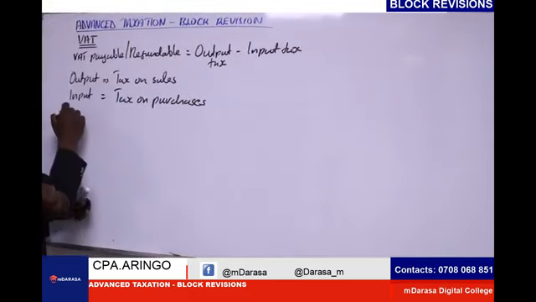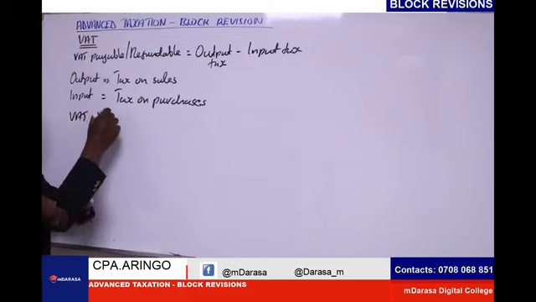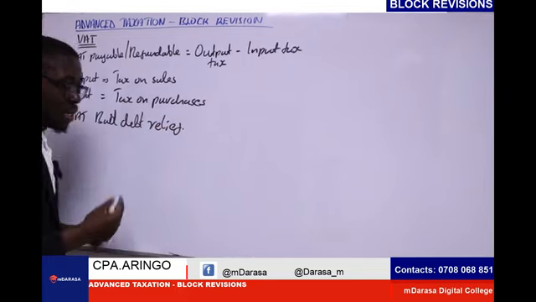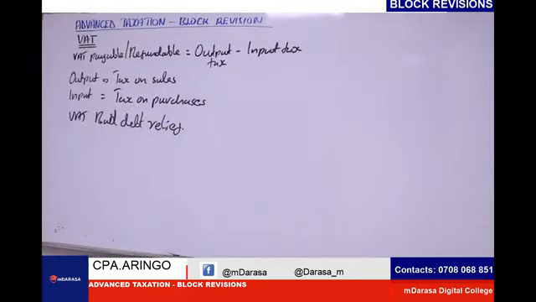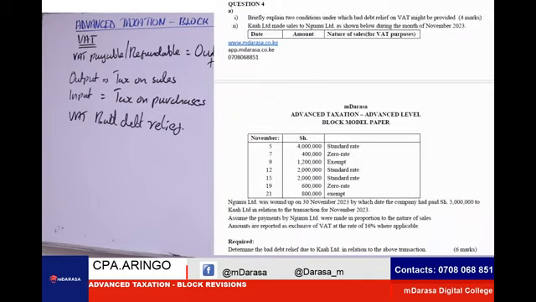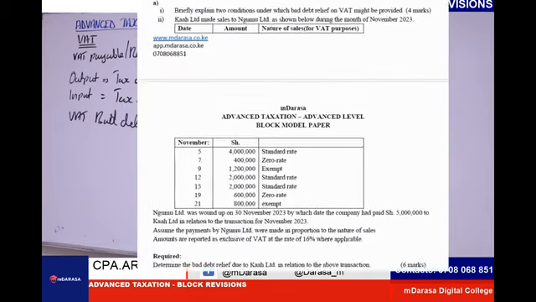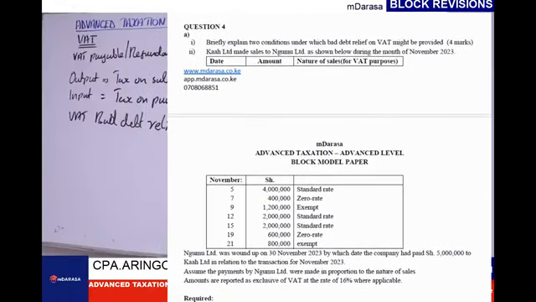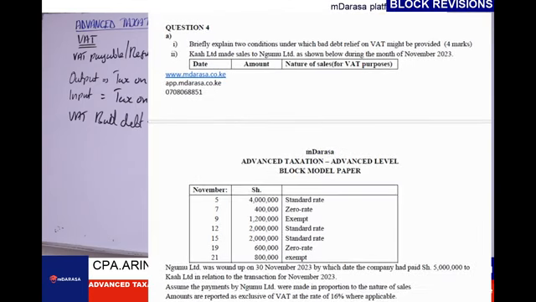Now, in this case, what if we are required to determine the VAT bad debt relief? How will we go about it? This is the concept in our model paper which I want us to handle. Specifically, this is a question I'm sharing with us. Remember, you can get this question just below this video. I believe the question is very visible.